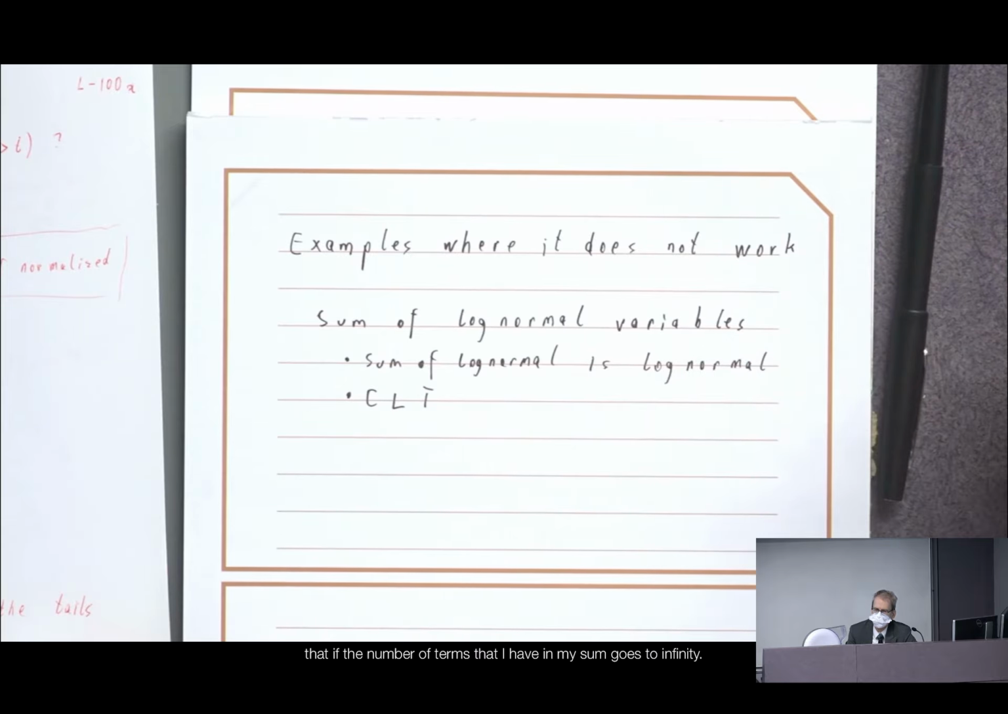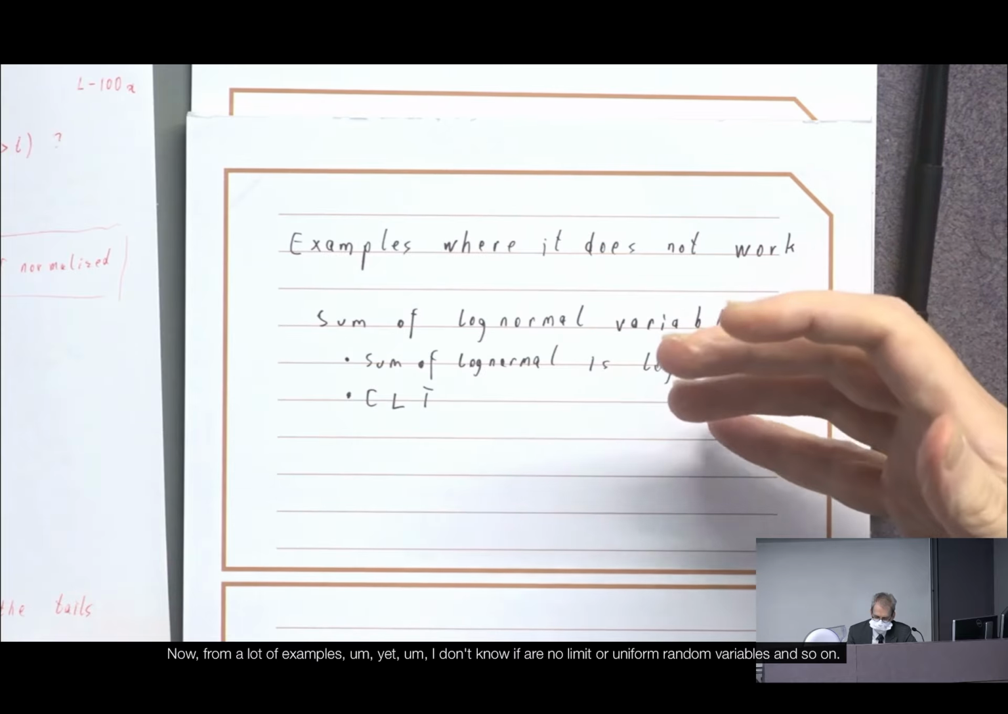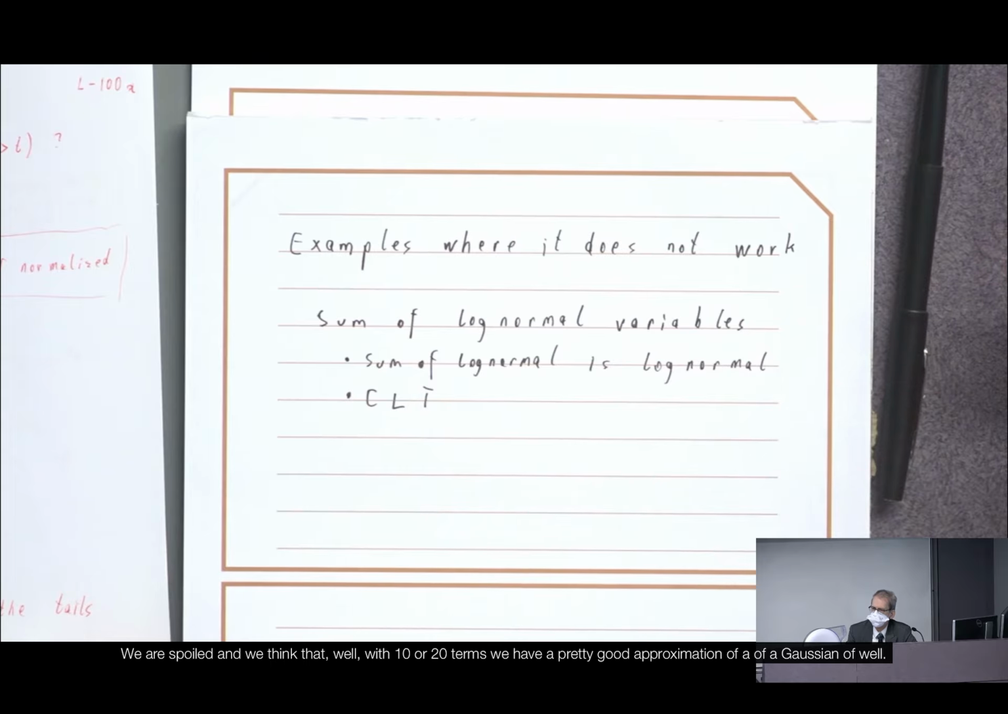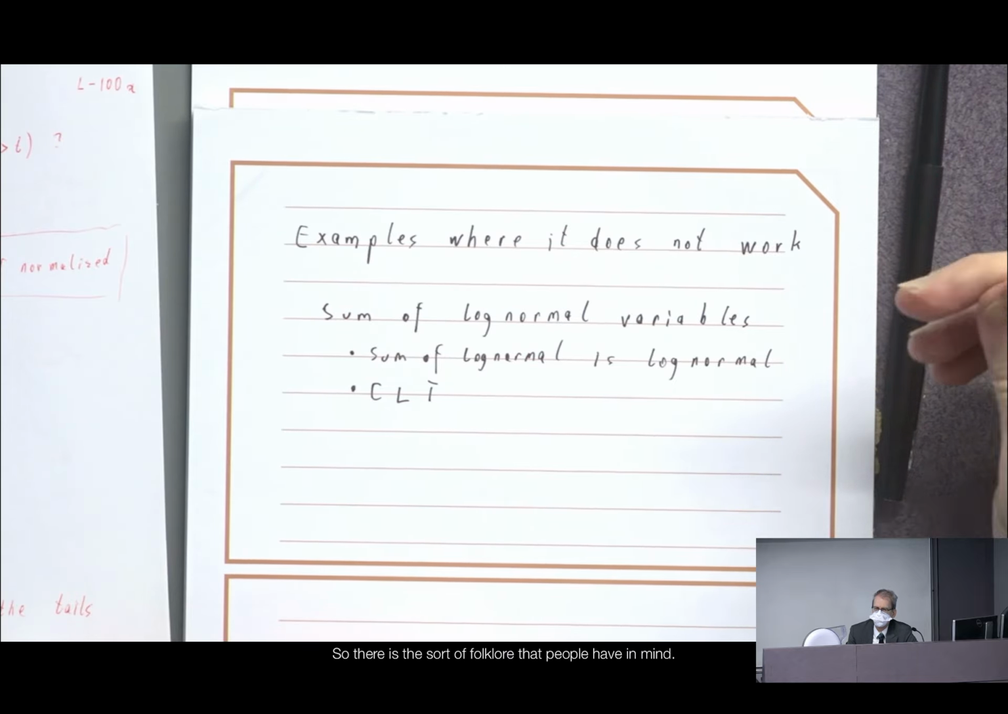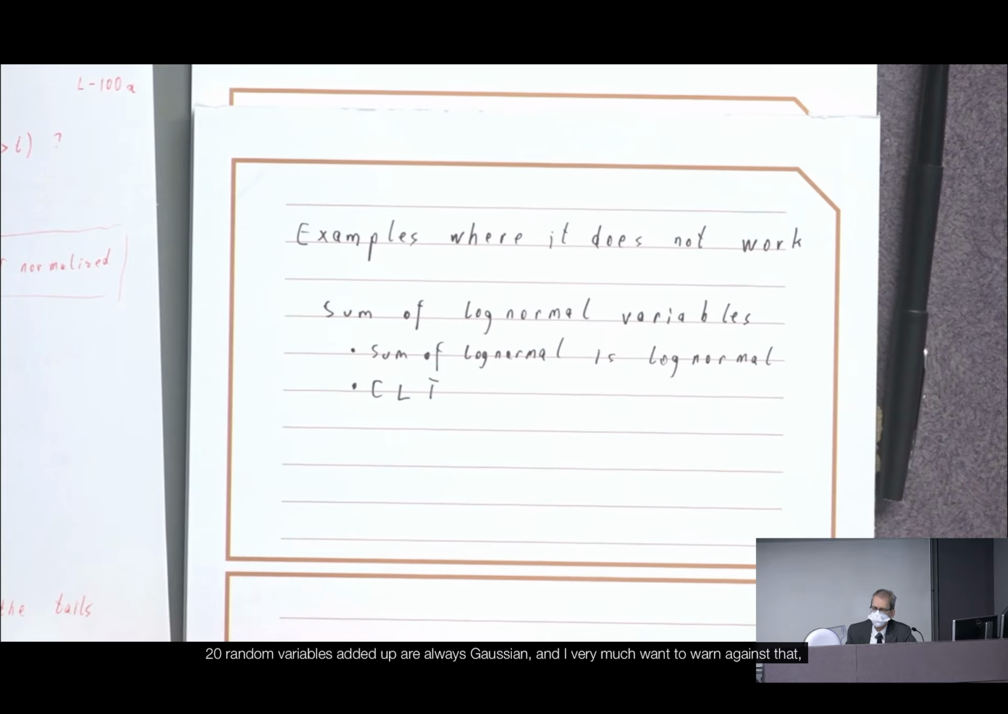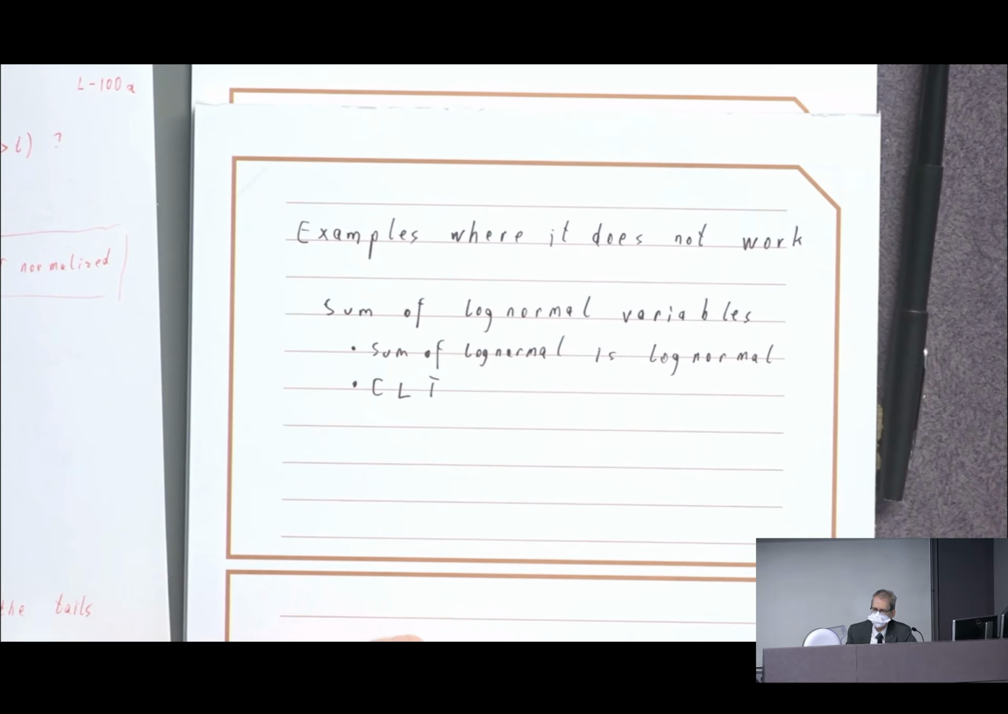If the number of terms that I have in my sum goes to infinity. Now, from a lot of examples, be it Bernoulli or uniform random variables and so on, we are spoiled, and we think that, well, with 10 or 20 terms, we have a pretty good approximation of a Gaussian already. So there is this sort of folk law that people have in their mind: 20 random variables added up are always Gaussian. And I very much want to warn against that. It can be a decent approximation under some circumstances, but it can also be completely wrong. And the case of adding up log normals is just such a case, where you really need a very, very large number of terms in your sum before you see something that is actually Gaussian.